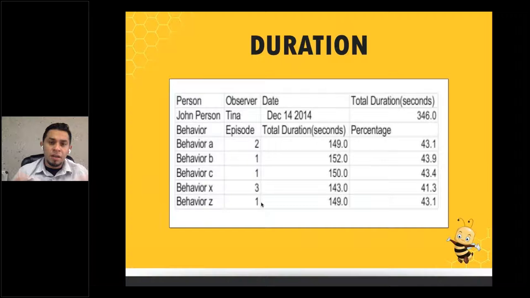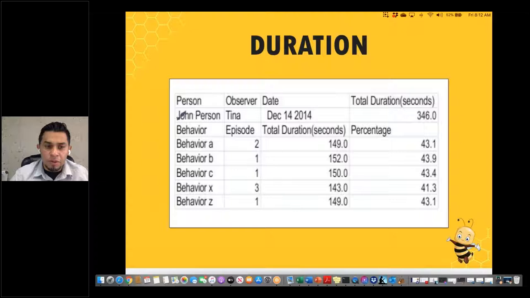And here is another type of data collection that we talked about in the past. This one's called duration. In this example, and I'm sorry it's not too clear here, we have the person's name, John Person, the behavior, the observer, Tina, the date of the observation, and a total duration across the entire time. Here we had 5 behaviors, and basically how many episodes we had for each behavior and how long.